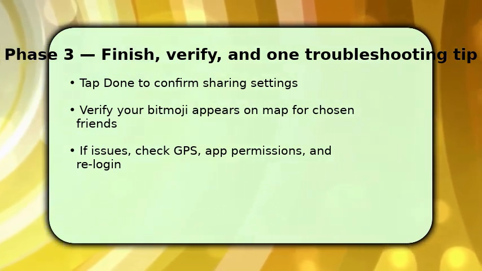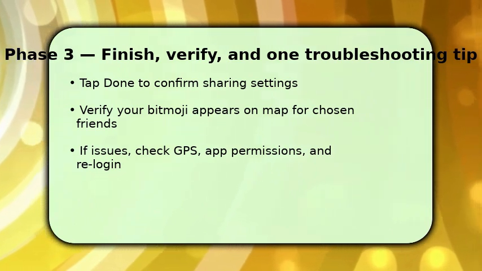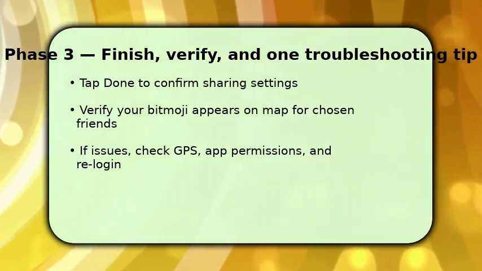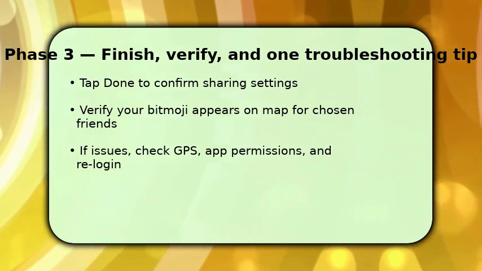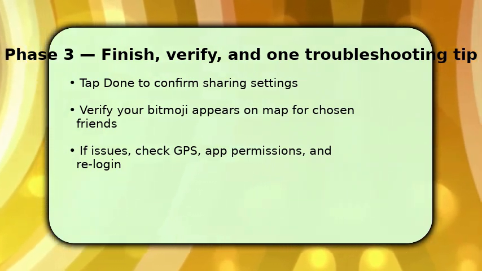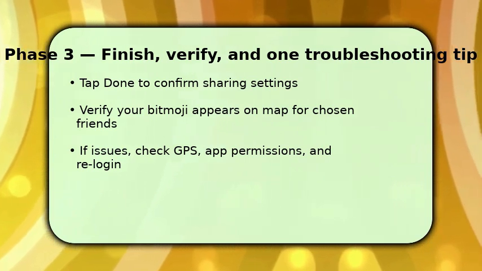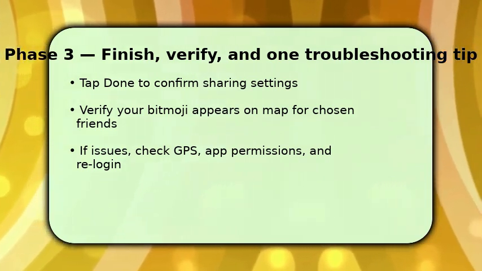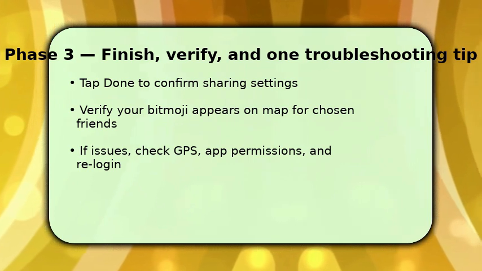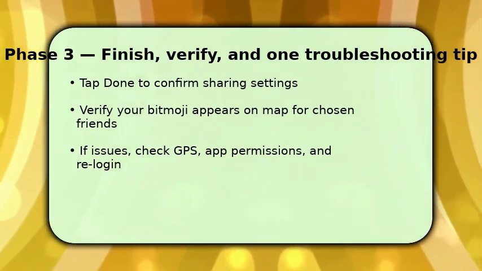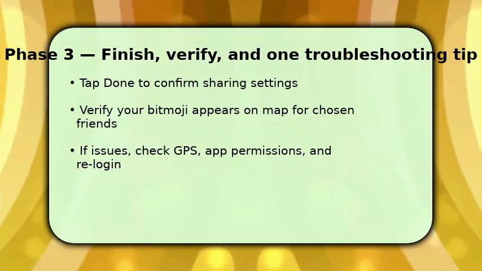This confirms it's working. If it doesn't appear, first check GPS accuracy and location permissions set to while using the app. If problems persist, force close Snap, toggle location off/on, and re-login. This resolves most sync issues. If that still fails, update the OS or reinstall the app.